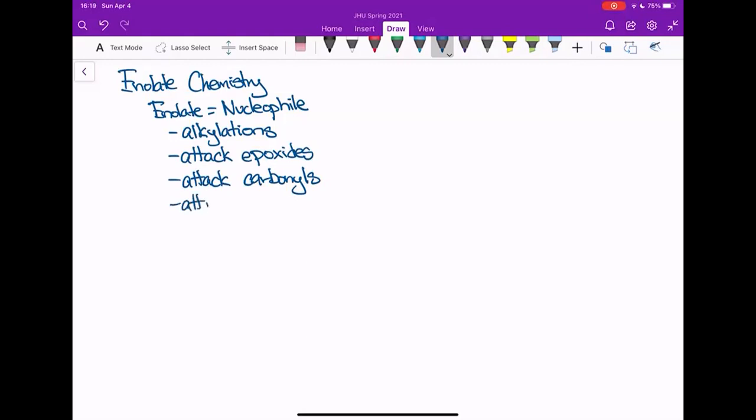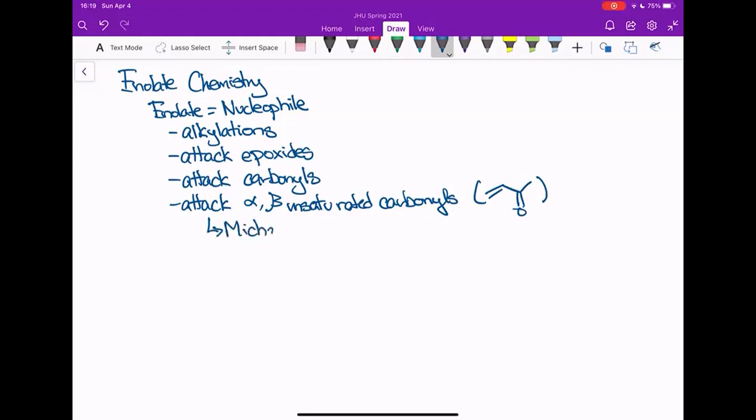And then you can also attack alpha beta unsaturated carbonyls. So these are the ones that look like this, where you have that double bond in conjugation with your carbonyl. And then these ones we'll talk about have a specific name. They're going to be your Michael reaction.